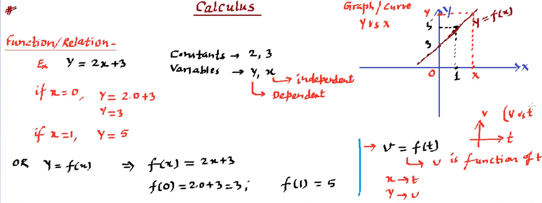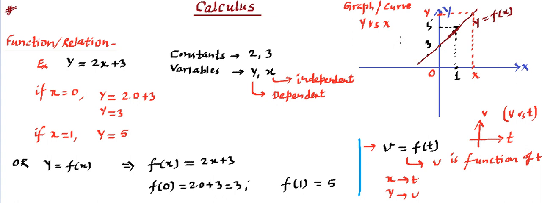So we will talk about what the velocity versus time is by an example later on, but here we are just learning the nomenclature we follow. So this is a v versus t graph or curve. This is an x versus y graph or curve.